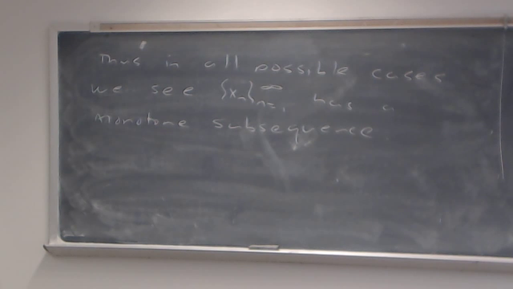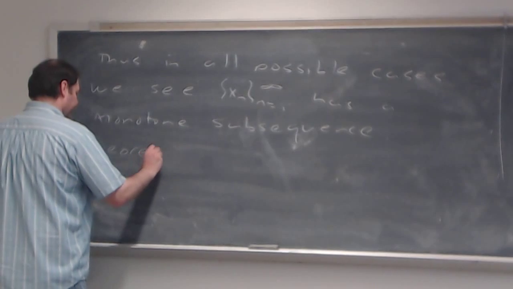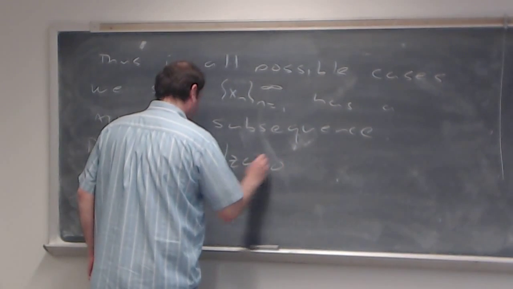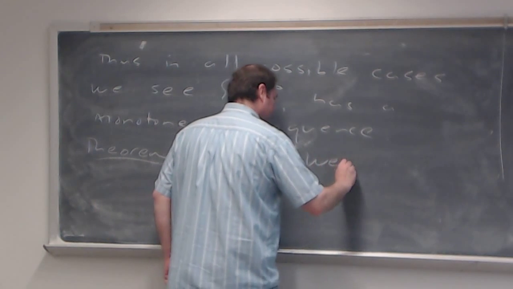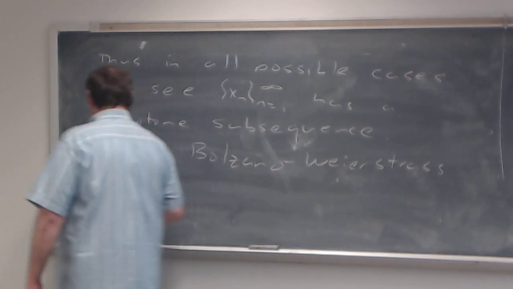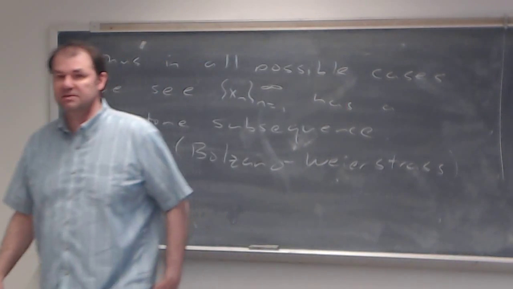Okay. I've got about two minutes, so I'm going to write a theorem and prove it in that period of time. It's a named theorem. So here's the theorem. It's called the Bolzano-Weierstrass theorem. I think that's what it's called, after these two people.